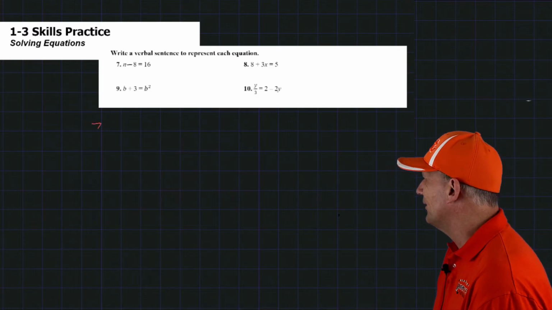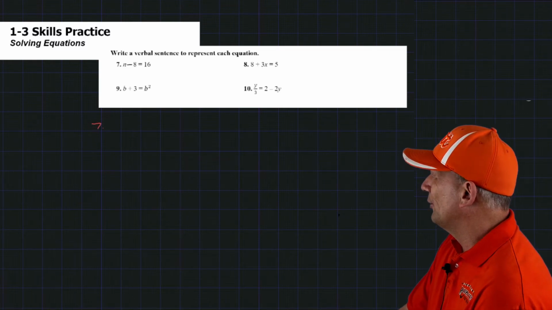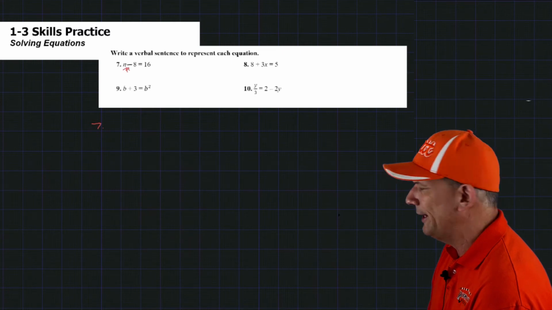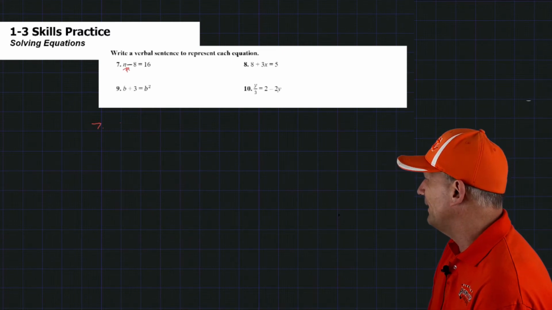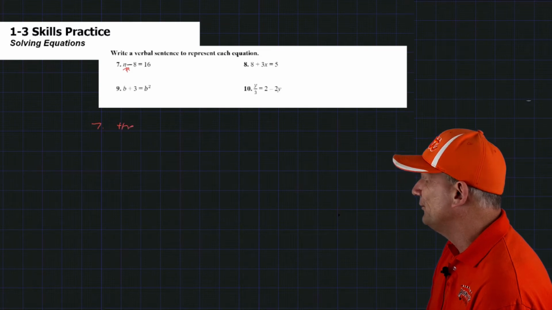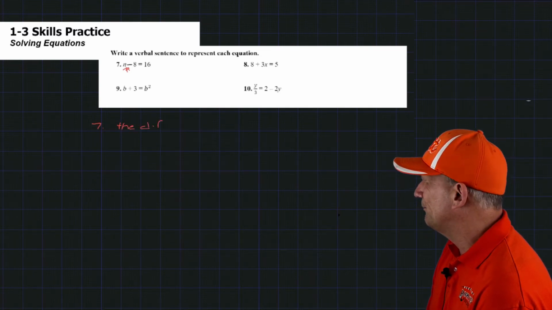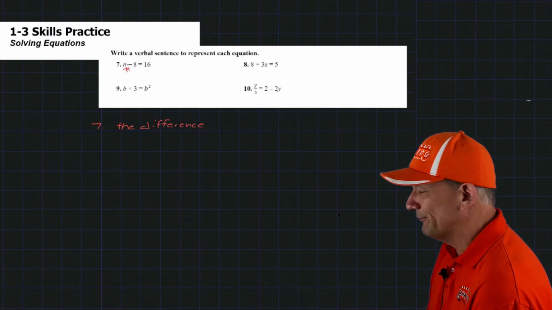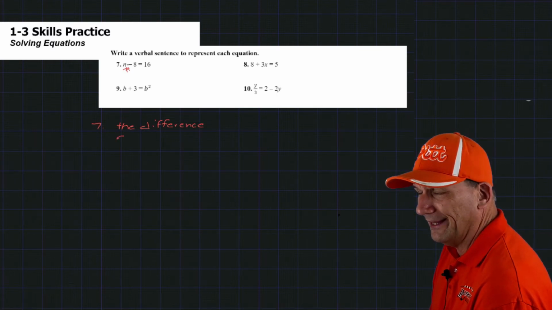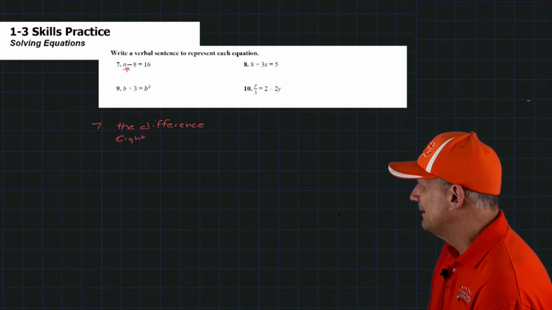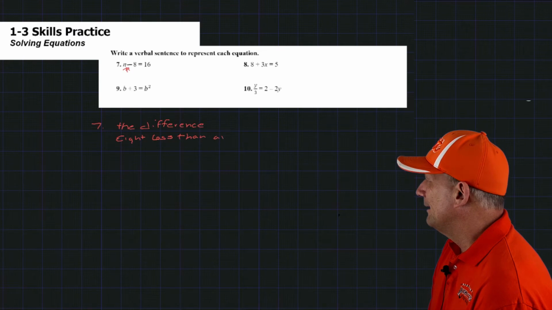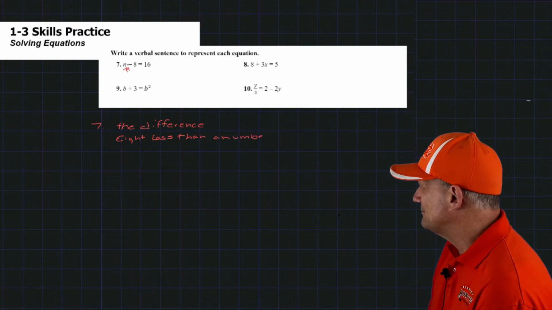All right, so now we have to go in reverse. We have to take the equation and turn it into a verbal expression. So we have n minus 8 equals 16. You can do this a couple of different ways, honestly. You can put the difference of a number and 8. You can put n subtracted by 8. You can put n less than 8, right? 8 less than a number equals 16, right?